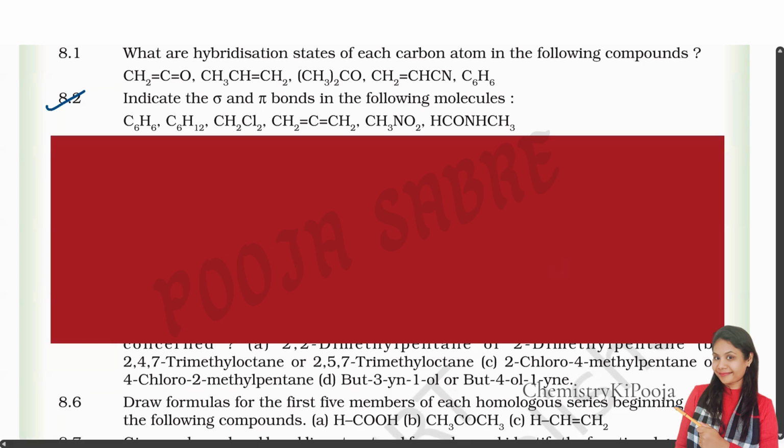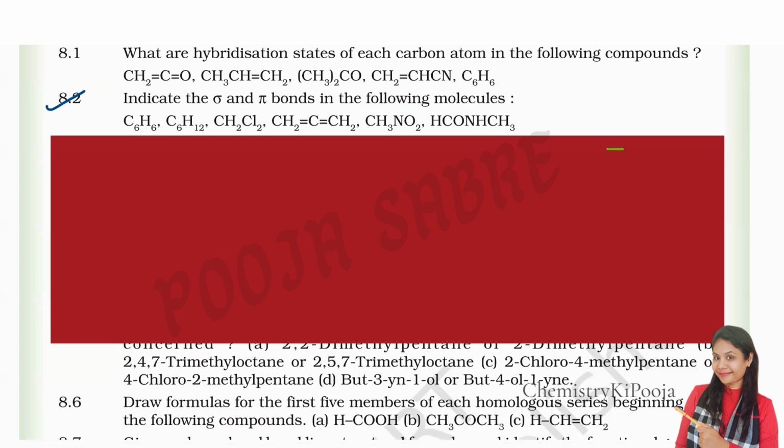Remember the concept. If there is one single bond, that means there is one sigma bond. If there is a double bond, one is sigma and one is pi. If there is a triple bond, then one is sigma and the other two are pi. Okay, so this is the concept you are going to apply. Now let us start with the problem.